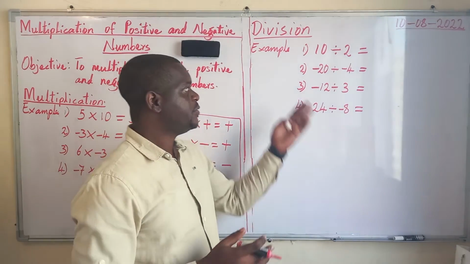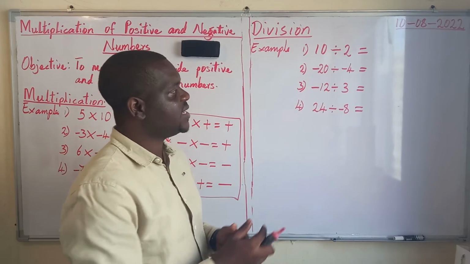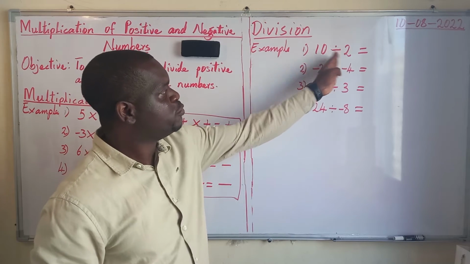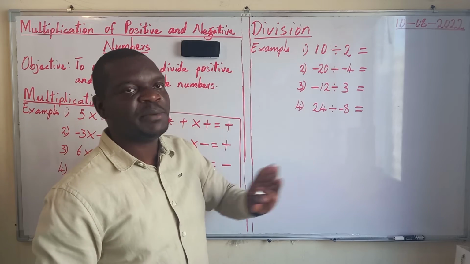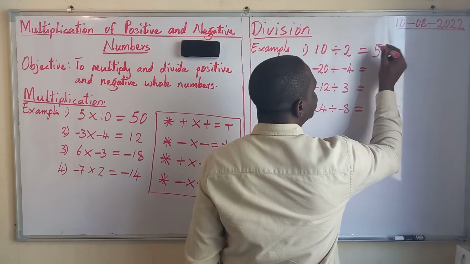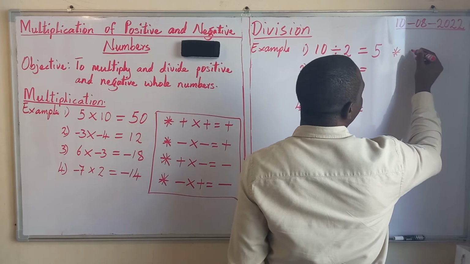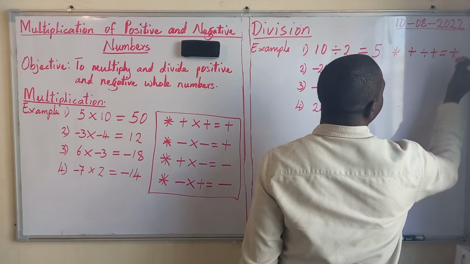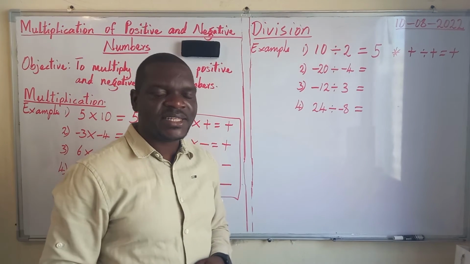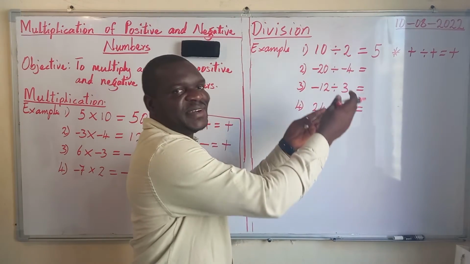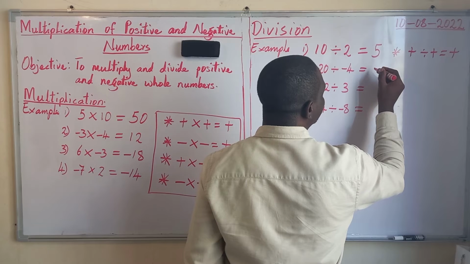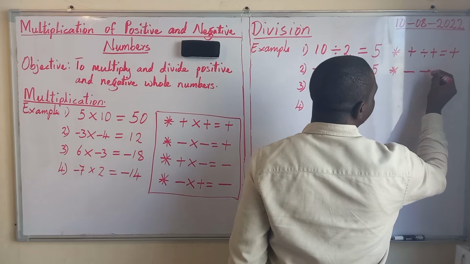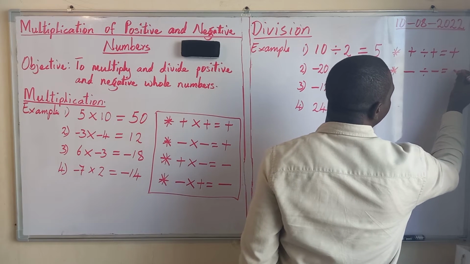Here we have 4 problems with different signs to divide. 10 divided by 2, which means both numbers are positive, will give 5. And this simply means a positive divided by another positive equals positive. Negative 20 divided by negative 4. This is a negative number divided by another negative number, and the answer is 5, which means a negative divided by another negative is equal to positive.